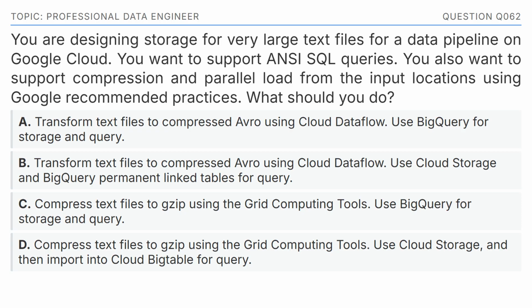What should you do? The options are: Option A, transform text files to compressed Avro using Cloud Dataflow. Use BigQuery for storage and query. Option B, transform text files to compressed Avro using Cloud Dataflow. Use cloud storage and BigQuery permanent linked tables for query. Option C, compress text files to gzip using the grid computing tools. Use BigQuery for storage and query. Option D, compress text files to gzip using the grid computing tools. Use cloud storage, and then import into Cloud Bigtable for query.